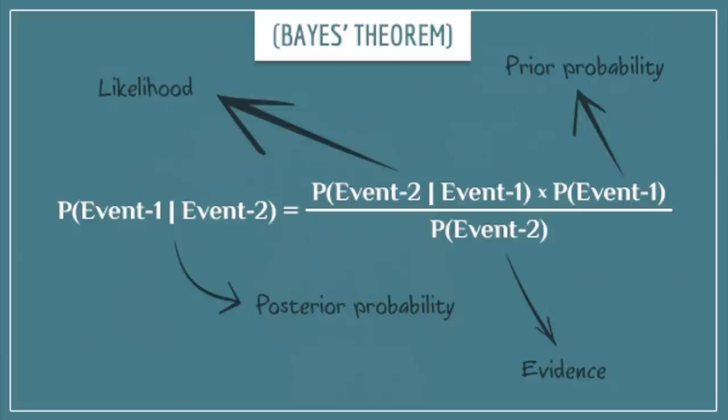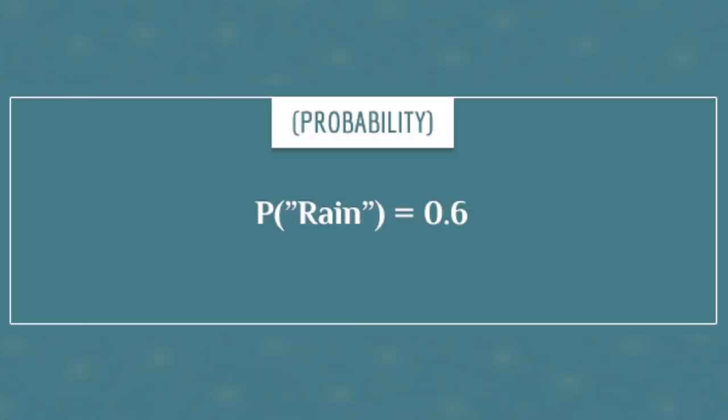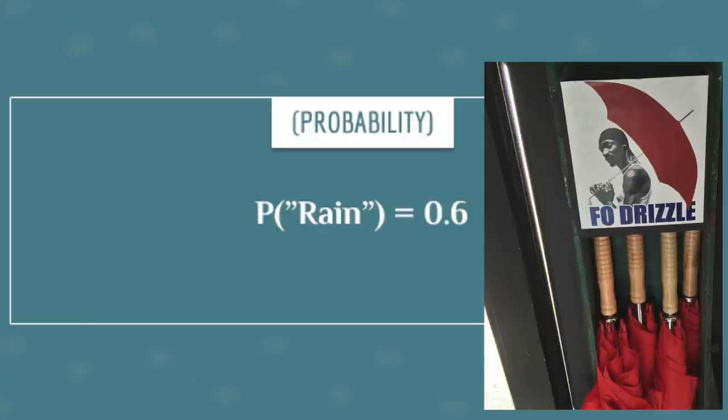The prior probability of an event, often called the prior, is the probability calculated using info that is already known. The prior probability of rain on a given day could be calculated as 0.6 if you know that 60% of the days on that same date have been rainy for the past 100 years.